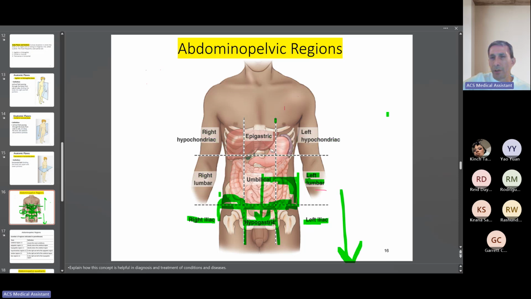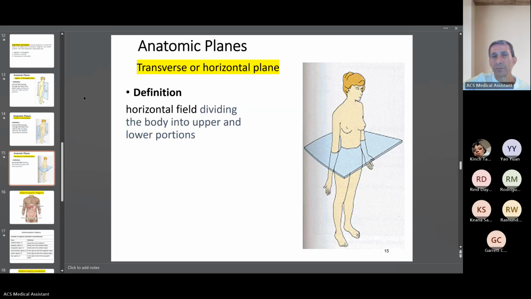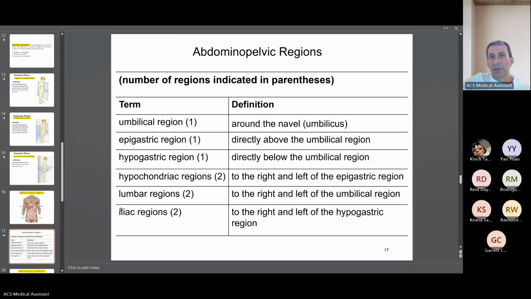So remember, know the umbilical region, how many regions, and what is above the umbilicus, the epigastric region. That's it. Of course, we have different names for certain areas in medicine, but these are the medical terms that they use to describe these abdominal regions. So we're going to go back to the lecture. Oops, right here. Number of regions indicated in parentheses. So that's what it's telling you.